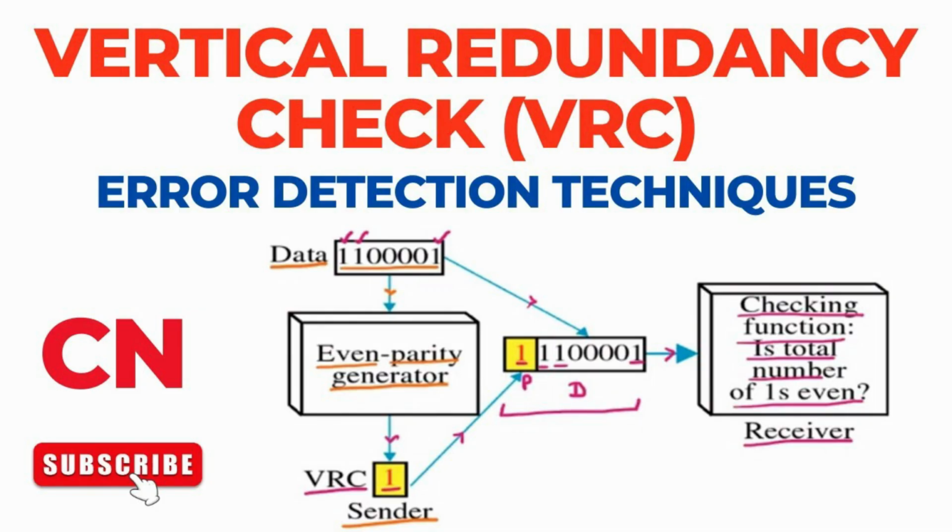Advantages of VRC. VRC can detect all single bit errors. It can also detect some burst errors. VRC is simple to implement and can be easily incorporated into different communication protocols and systems. It is efficient in terms of computational complexity and memory requirement. VRC can help improve the reliability of data transmission, reducing the likelihood of data corruption and loss due to errors. VRC can be combined with other error detection and correction techniques, improving the overall error capability of systems.